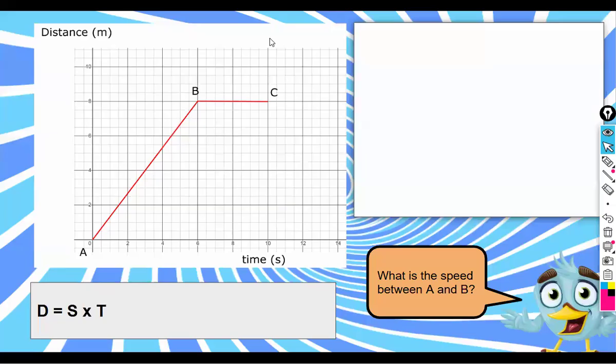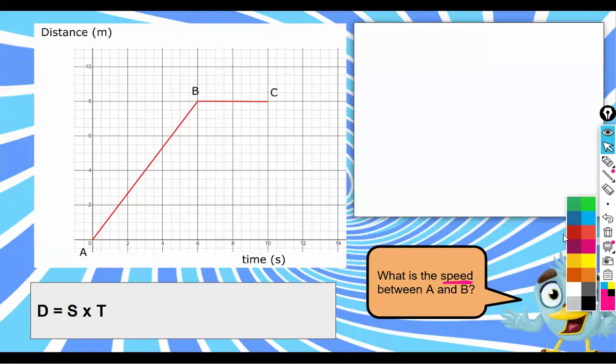So the bird is asking, what is the speed between A and B? Now, this graph has two portions, right? A slanted part going upwards and a flat part, okay? So in a distance time graph, what tells us the speed? Go back in your notes, look at the distance time graph. What tells us the speed? Is it the area or is it the gradient? In a distance time graph, what tells us the speed?